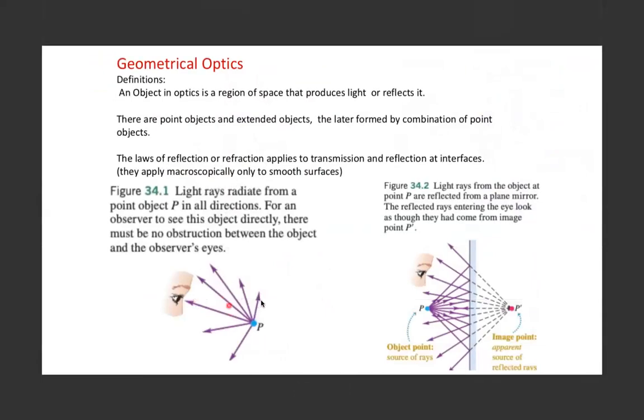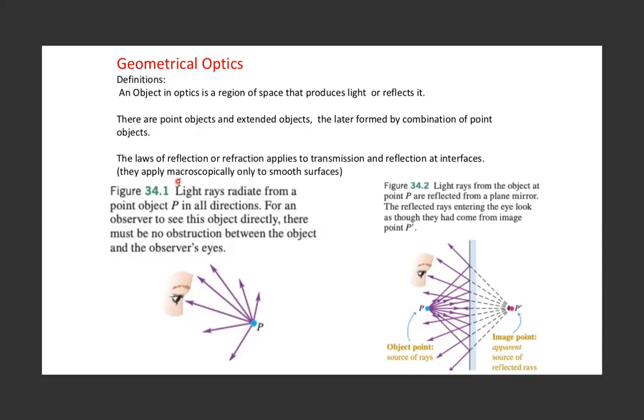Okay, so essentially, some definitions: an object in optics is a region of space that produces light or reflects it. They are point objects, which come from a single point, or extended objects, and these last ones are formed by combinations of point objects, which makes sense. The laws of reflection and refraction apply to transmission and reflection at an interface.